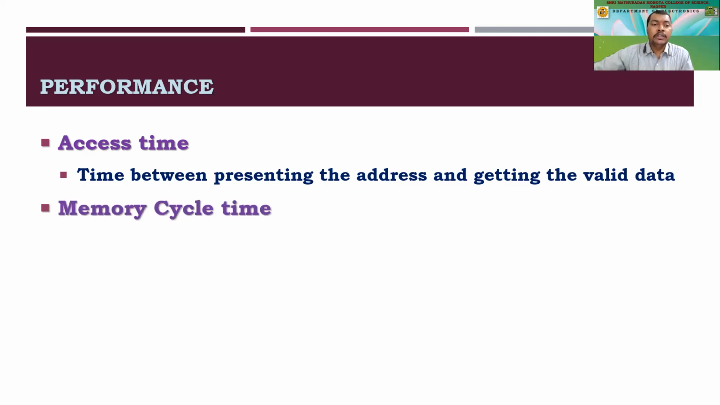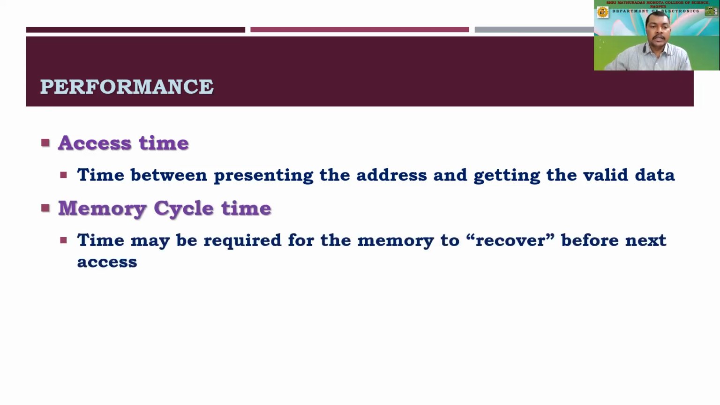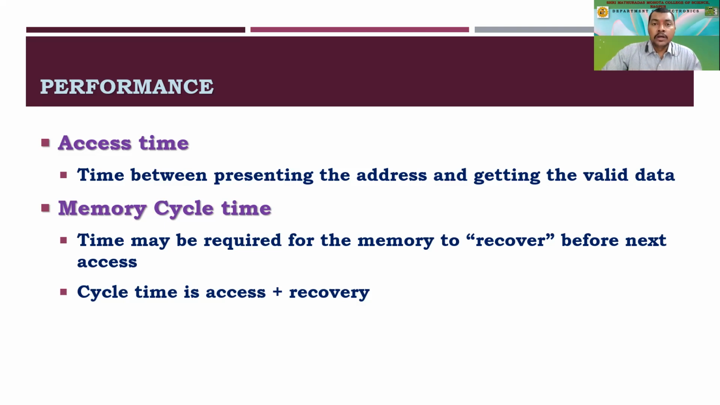Then we have the memory cycle time. Memory cycle time is the time required for the memory to recover before the next access comes. As soon as you have given the address and the data has reached us, for the next data the memory should refresh itself and get ready for another address, so that the other data can be given to the user. The cycle time is access plus recovery. In total we call this the memory cycle time.